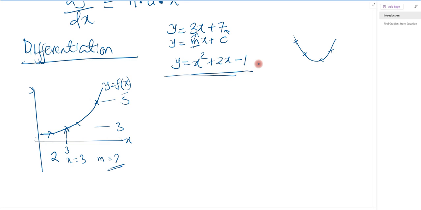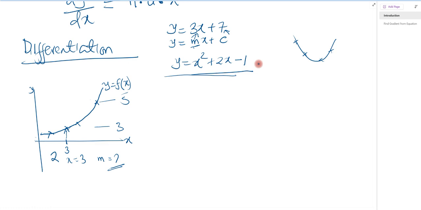So now the question comes back. How do you find the equation? How do you find the gradient of a curve at a specific point? Okay, we're going to make some assumptions here.